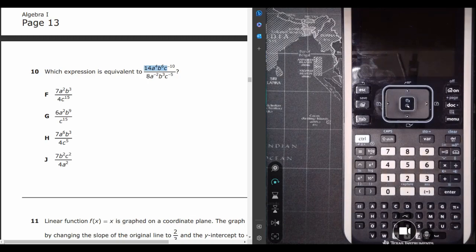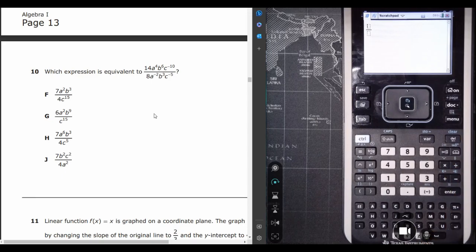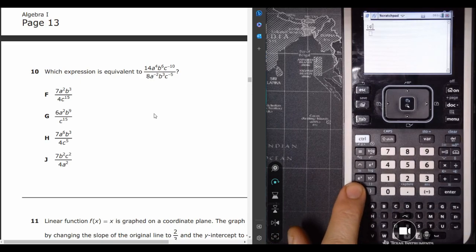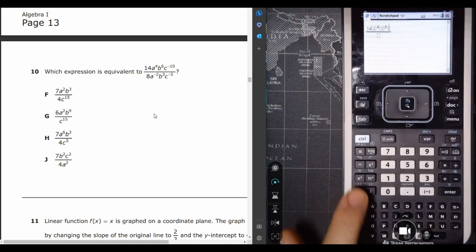I'm going to get my calculator ready, turn it on, and put in this first value, right? It gave me this expression and it wants to know which one is equivalent. So I'm going to type it in. I'm going to start by doing my fraction bar. I always have the student start off with that first, and then I'll put in 14, and then instead of an A, I'm going to put a 2, to the power of 4. Then instead of a B, I'm going to put a 3. It says B to the power of 6, so I put the power of 6. Then I'm going to put my C, which is a 4, to the power of negative 10.